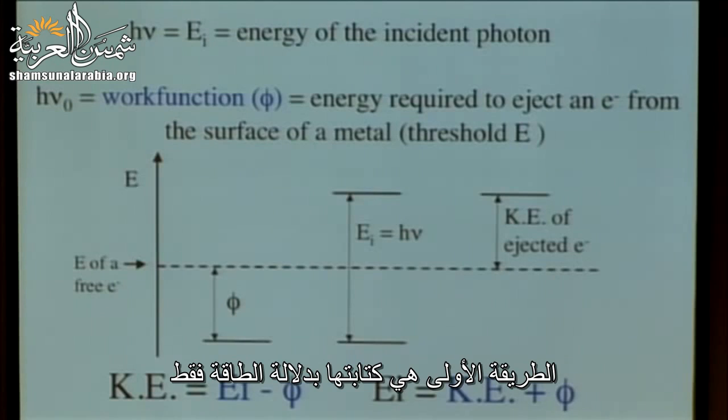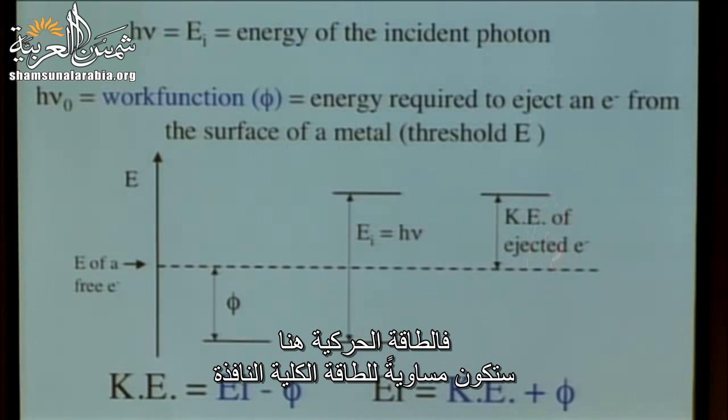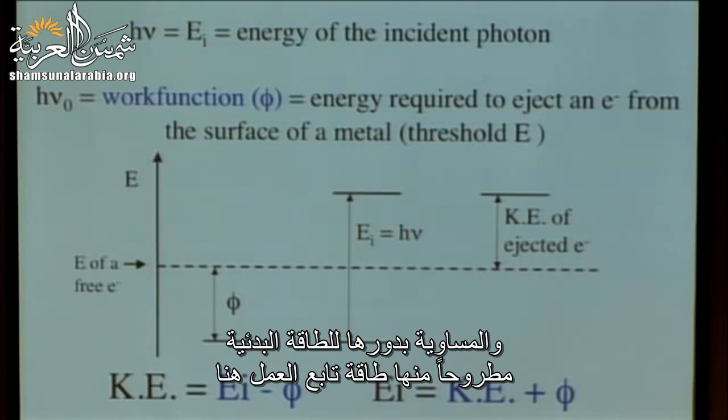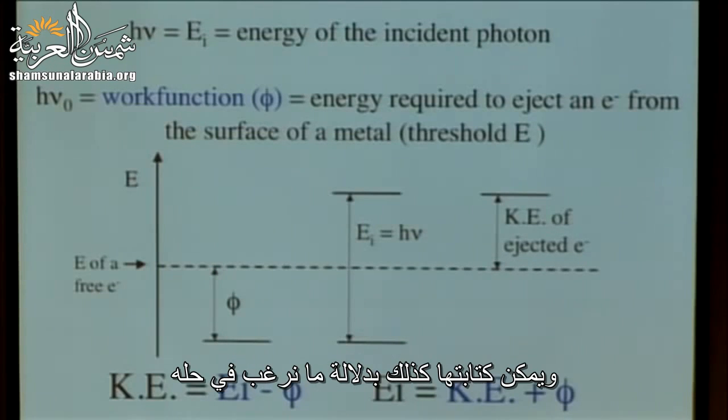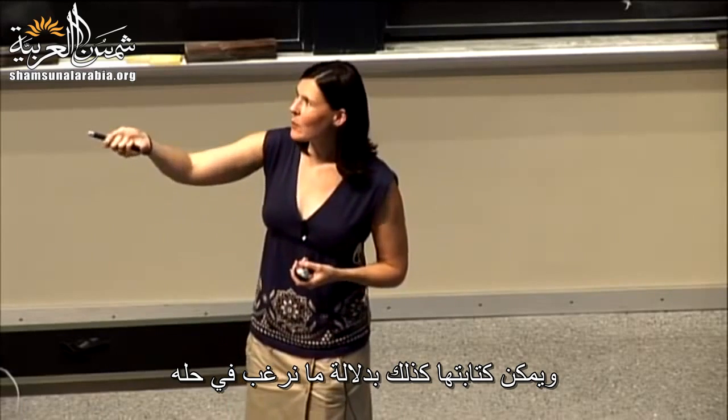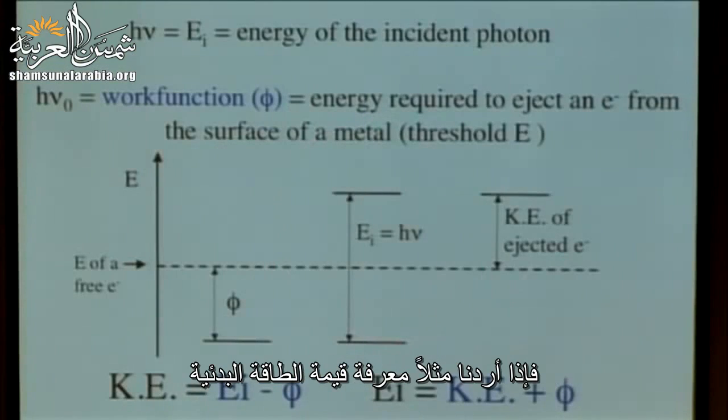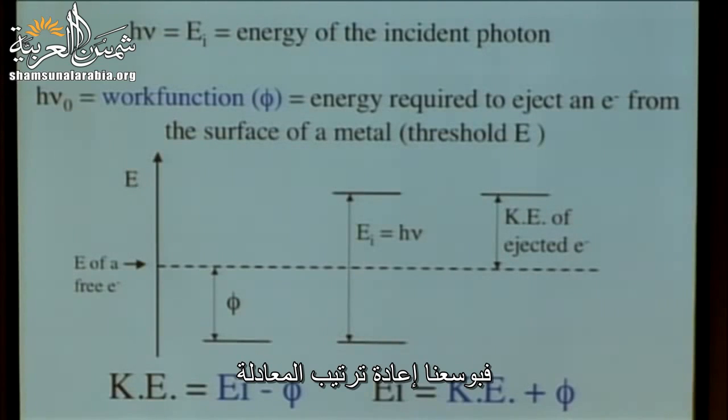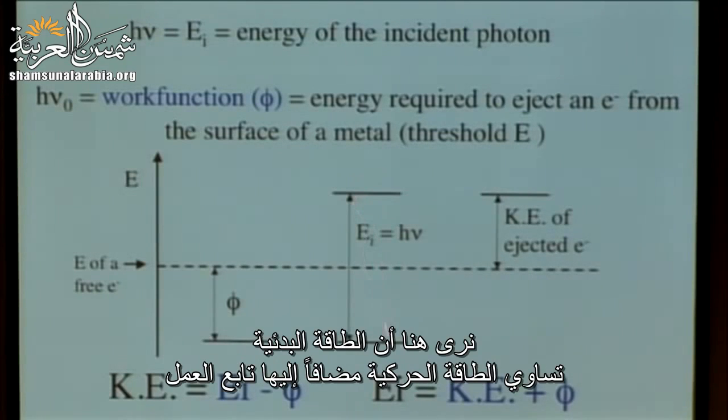Therefore, we can rewrite our equation in two ways. One is just in terms of energy, where our kinetic energy is equal to the total energy going in, the initial energy, minus the energy of the work function. If we want to find out what that initial energy was, we can just rearrange our equation, where the initial energy is equal to the kinetic energy plus the work function.